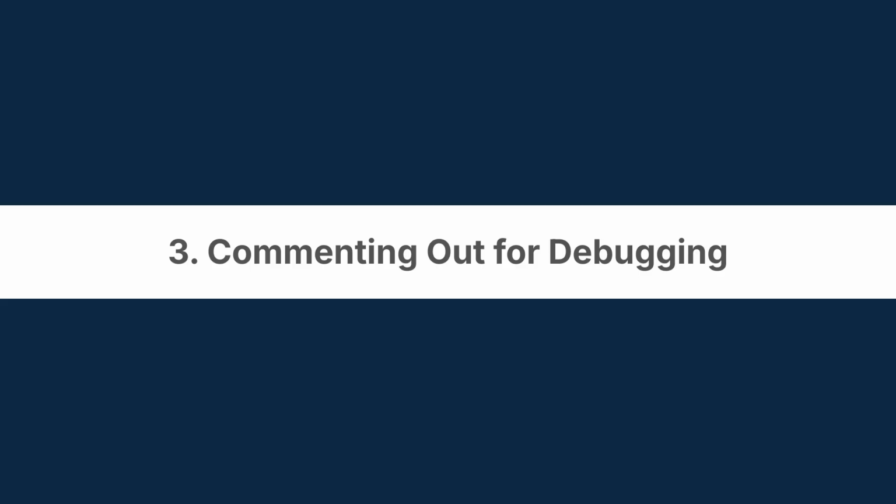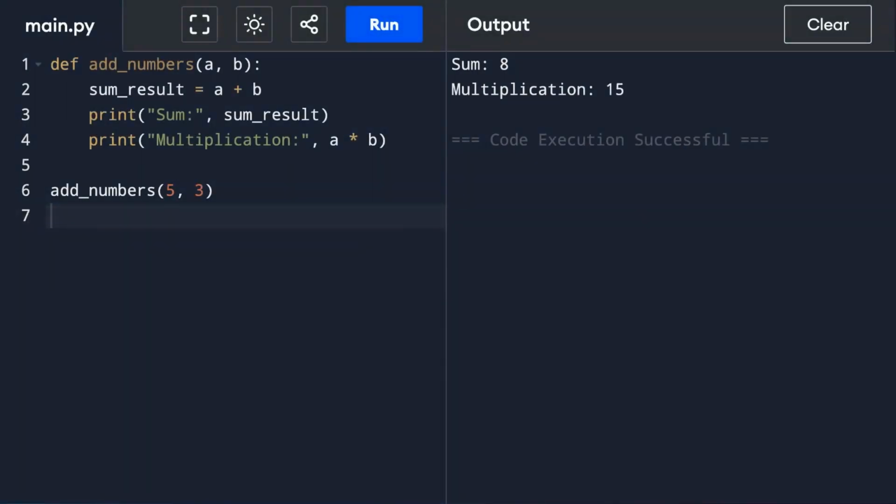3. Commenting out for debugging. When it comes to debugging, comments can help you disable parts of the code to identify errors and isolate issues. This is a simple example. Let's say we have a function that calculates the sum of two numbers, but something isn't working correctly.